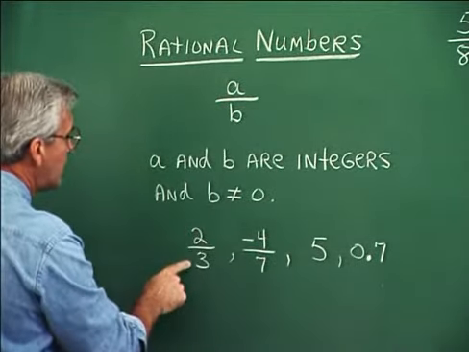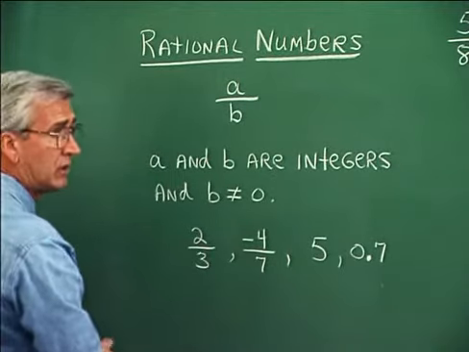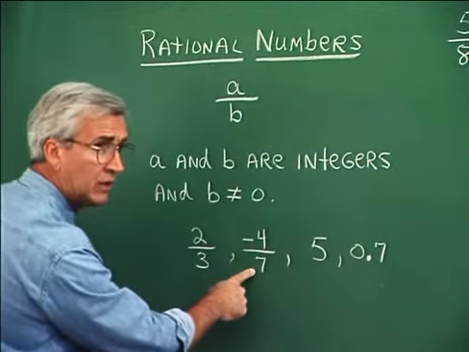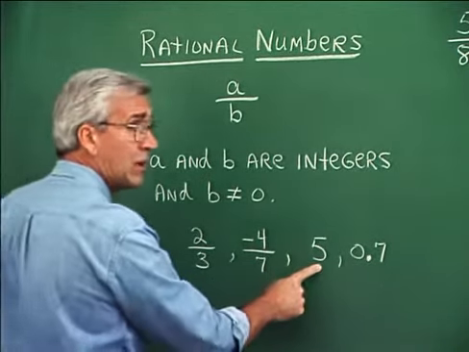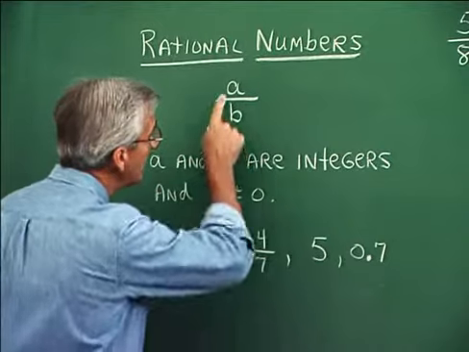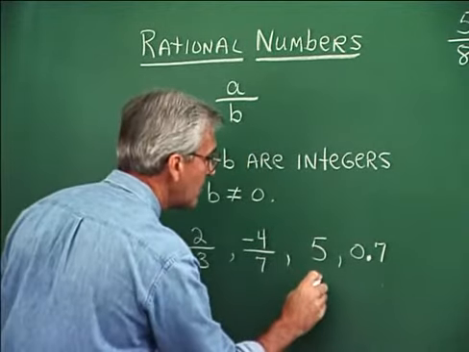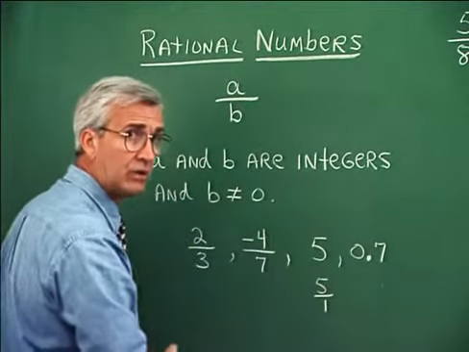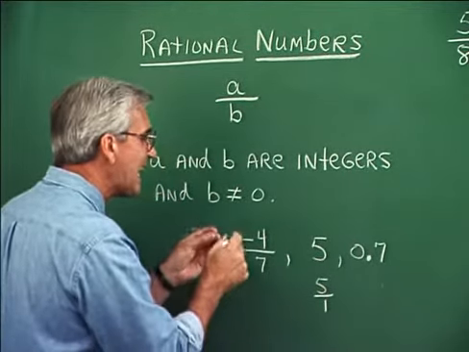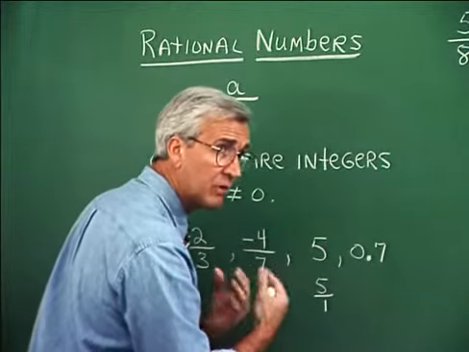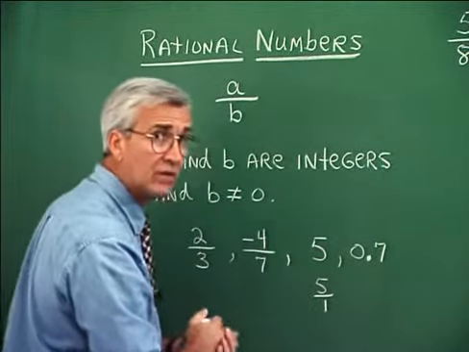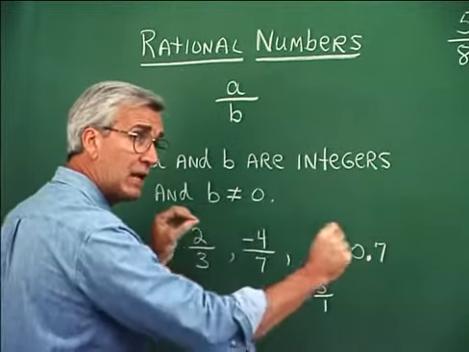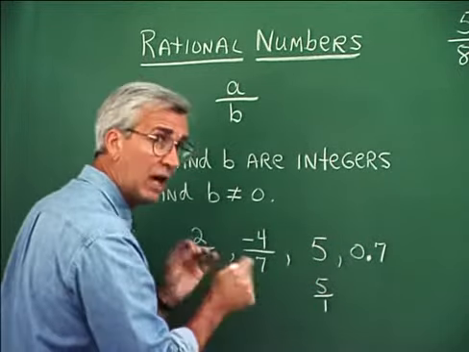Well, certainly a number like 2/3 is in the form of a rational number, so 2/3 is a rational number. -4/7 is a rational number. 5 is a rational number because it can be written in the form a over b. That is, it can be written in the form 5/1, and therefore it is a rational number. So every integer that we have discussed before is also a rational number. You see, all the integers fall into that set, and there are many other numbers that are in that set as well that are not integers.